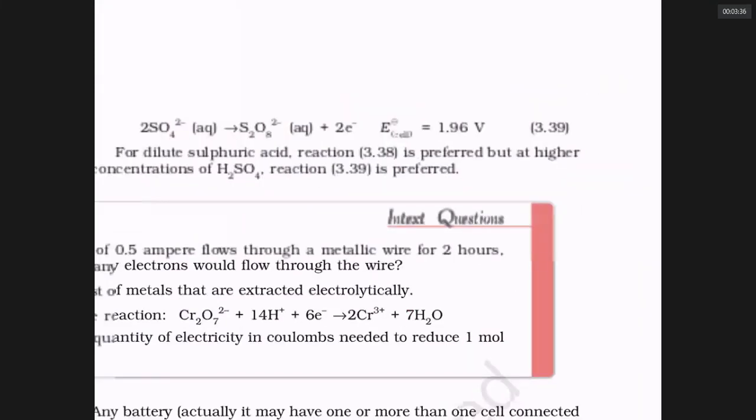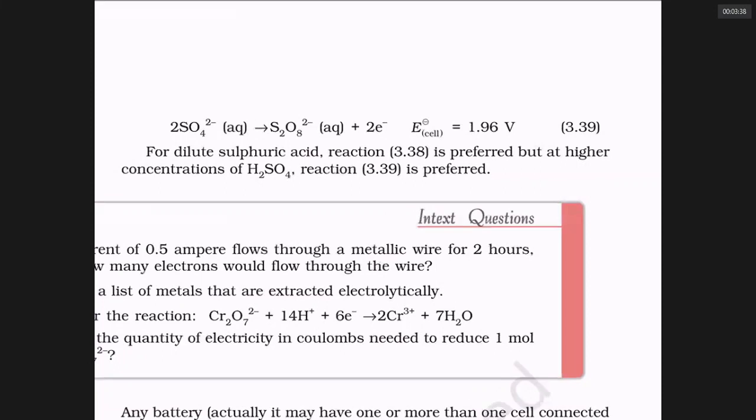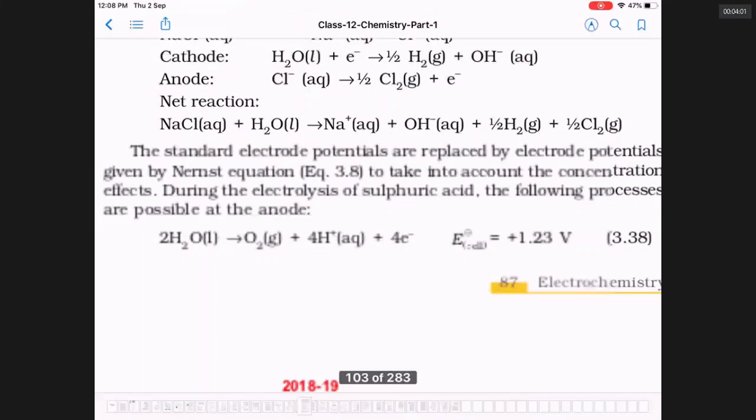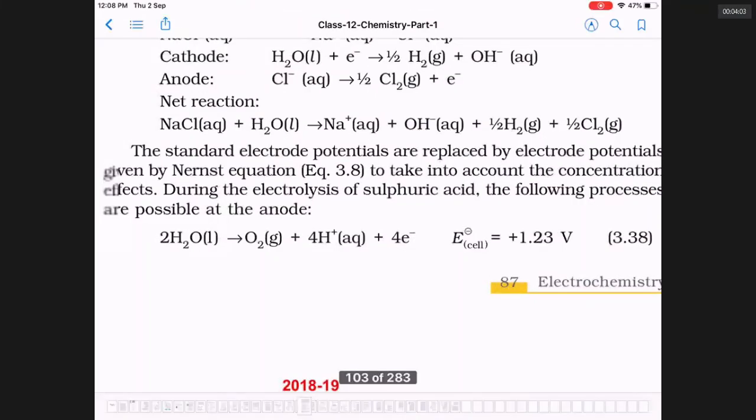In the first paragraph, with dilute sulfuric acid, reaction 3.38 is preferred. At higher concentration of H2SO4, reaction 3.39 is preferred, where sulfate ions lose electrons to become persulfate ion. At a lower concentration, nothing happens to sulfate ions; water simply loses electrons to give oxygen gas. Notice that generally in an aqueous solution, sulfate ions do not undergo any change.